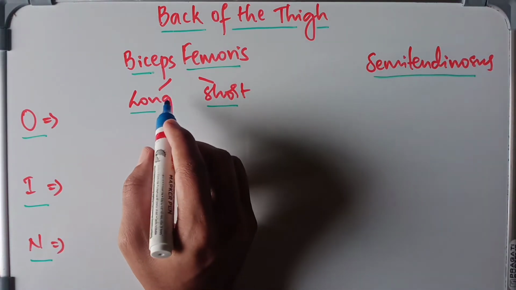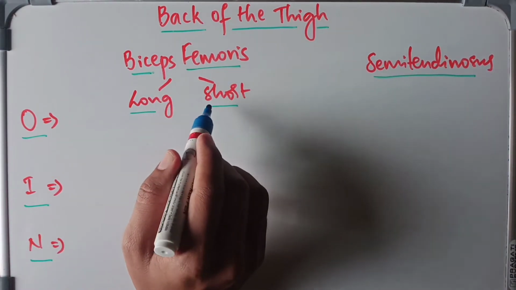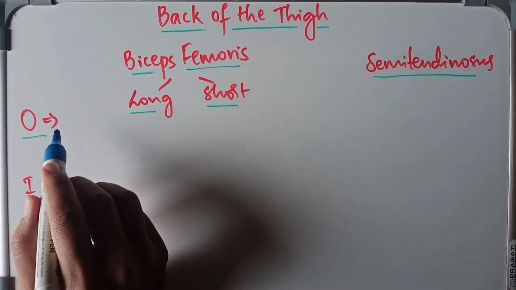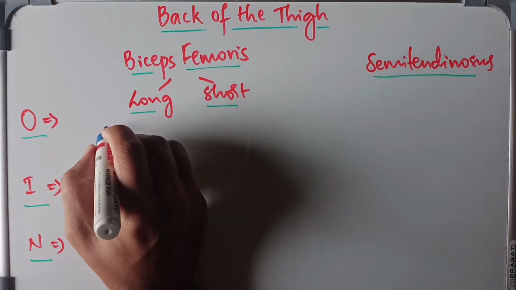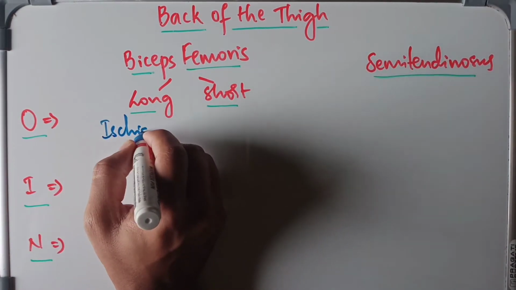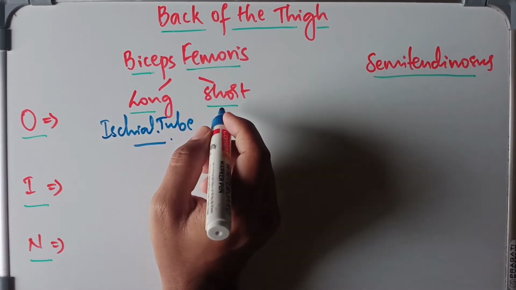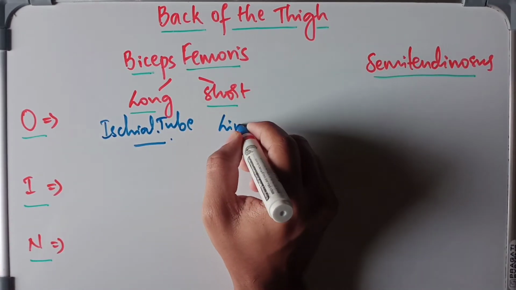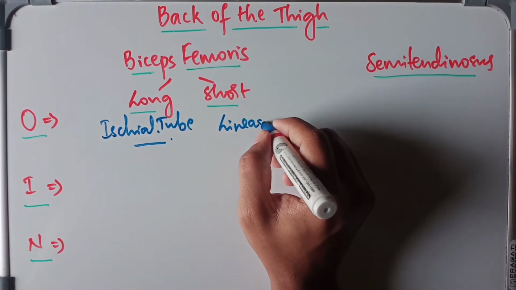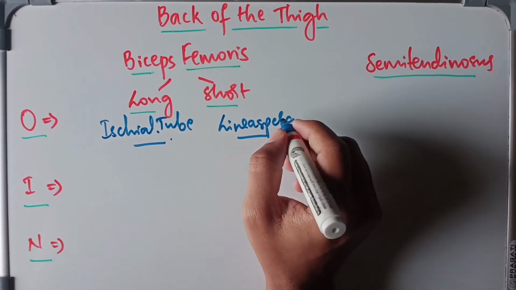When it comes to the biceps femoris, it has a long head as well as a short head. Firstly I am beginning with the origin. The long head arises from the ischial tuberosity, and the short head arises from the linea aspera of the femur.